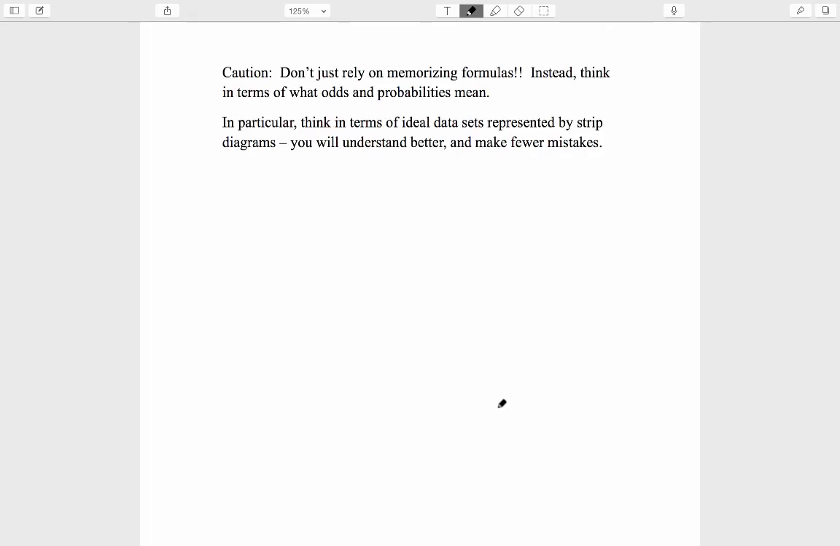Now here's a word of caution. Don't just rely on memorizing formulas. Instead, think in terms of what odds and probabilities mean. I've often seen students try to pull formulas out of a hat, and they have ended up misusing them. In particular, think in terms of ideal datasets represented by strip diagrams. You'll understand better, and you will make fewer mistakes.